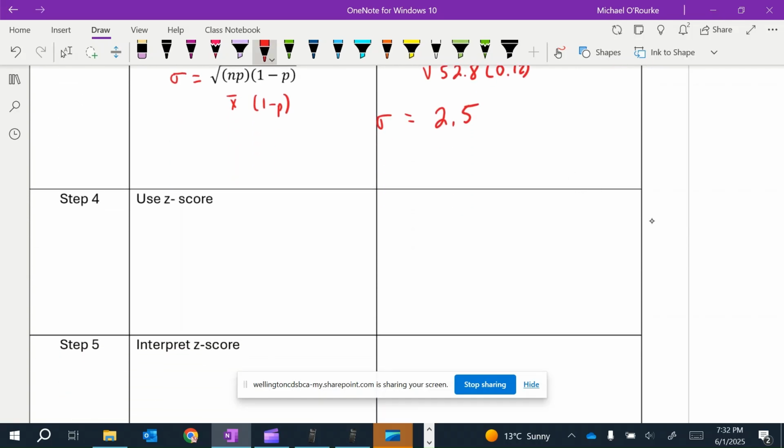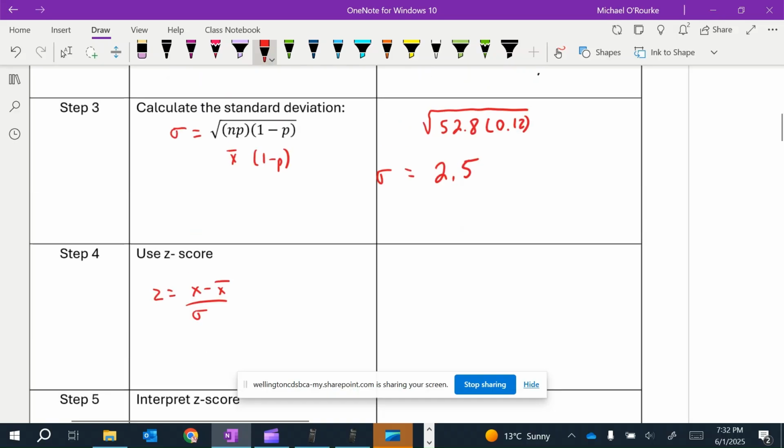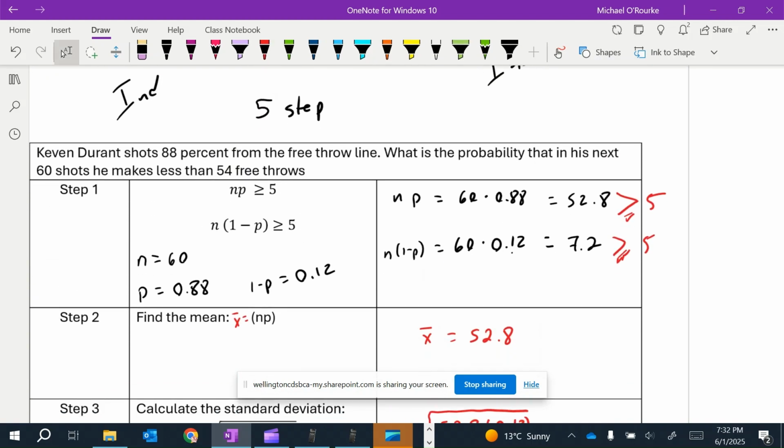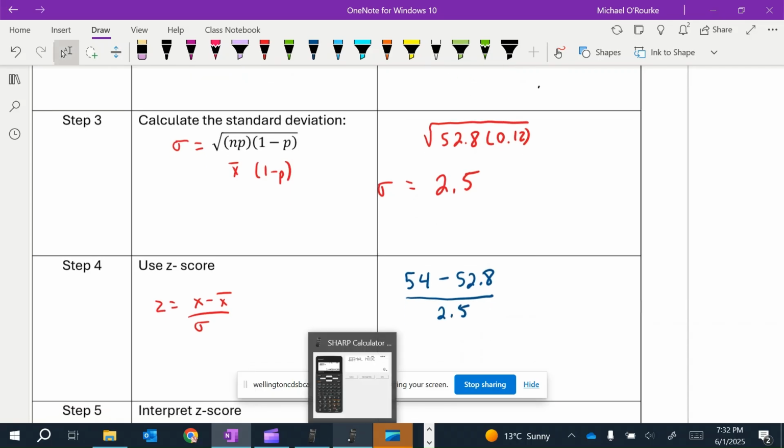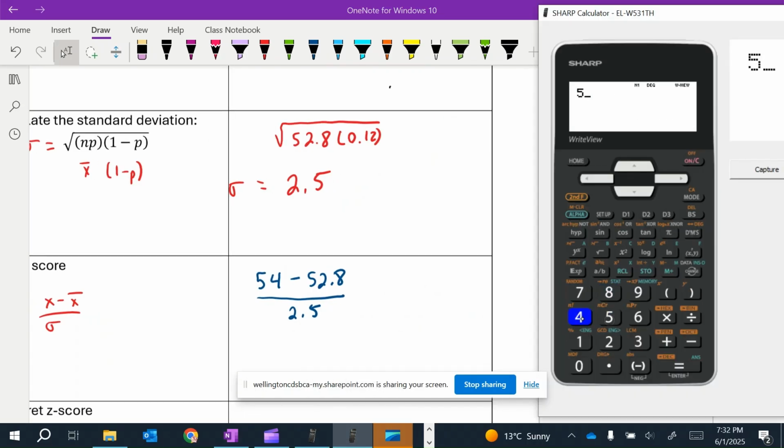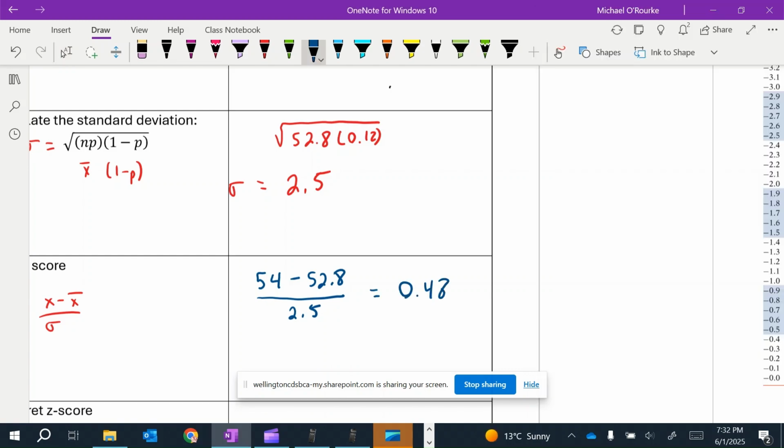Now, here comes the z-score again. The z-score is x minus the mean, divided by our standard deviation. The number we're interested in for this question is 54 free throws, so that's our x value. So 54 minus 52.8, then divide by 2.5. So 0.48 is our number. That's our z-score.